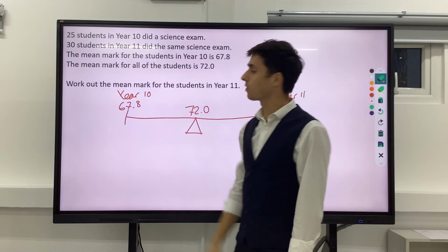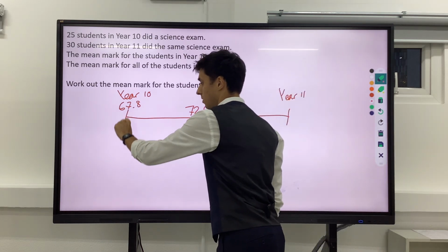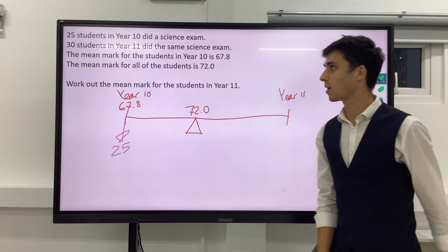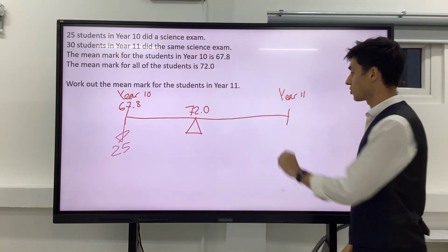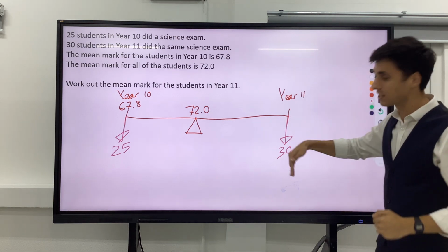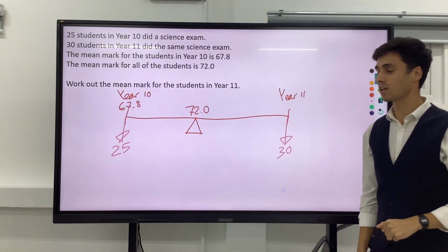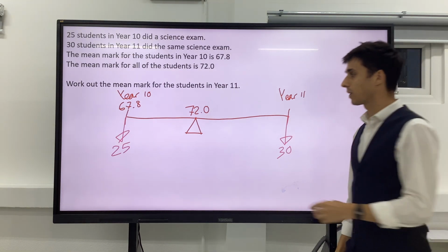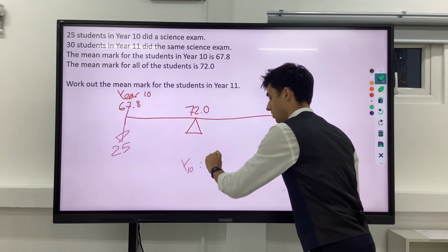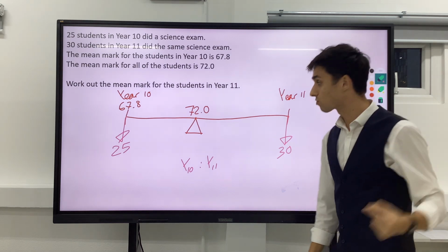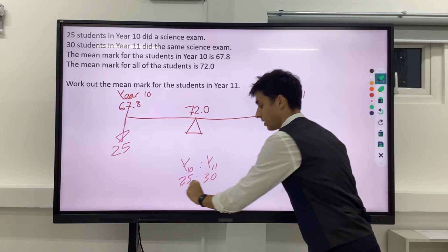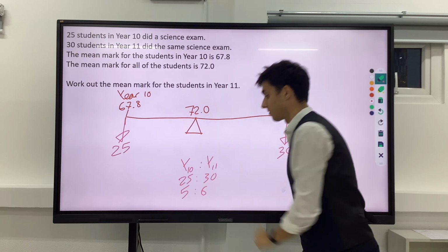There's 25 students in Year 10, so we can imagine it's pulling down the force of 25. There's 30 students in Year 11, so again, we imagine pulling down the force of 30 on this side. Thinking about their ratios, we'll say here, Year 10 to Year 11 has a ratio of 25 to 30. That simplifies as 5 to 6.